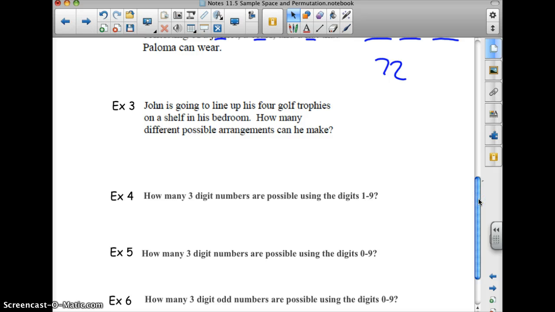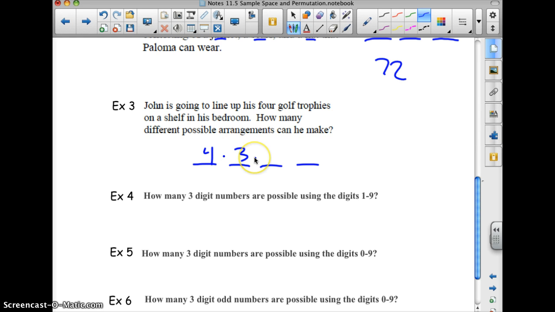This one's a little bit different. John is going to line up his 4 golf trophies on a shelf in his bedroom. So how many things is he going to line up? 4. How many different possible arrangements can he make? So let's see. We've got this first, second, third, and fourth. How many choices do I have for this first spot on the shelf? There are 4 trophies, so I have 4 choices. Once I put one up there, now I have 3 choices. Now I have 2 choices, and then there's only 1 for the last one. That is also called 4 factorial. Remember that? 4 times 3 times 2 times 1 is 4 factorial, which is equal to 24.